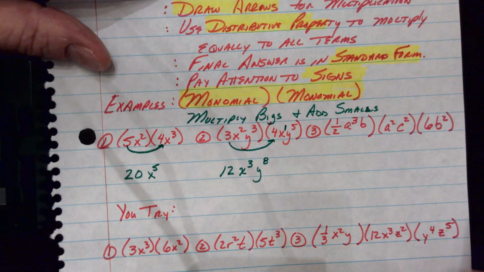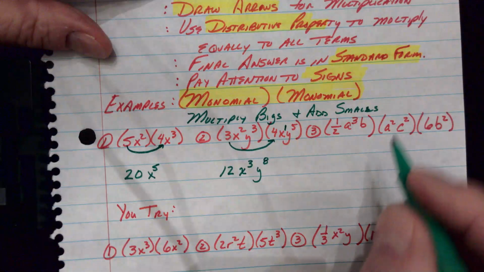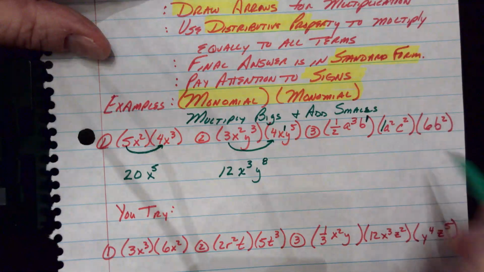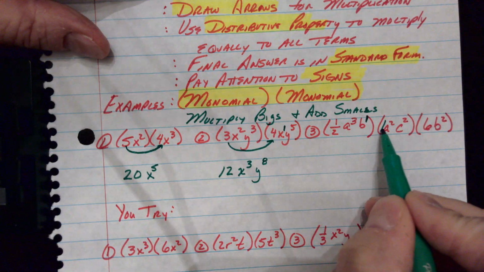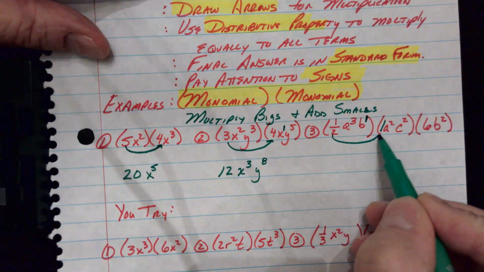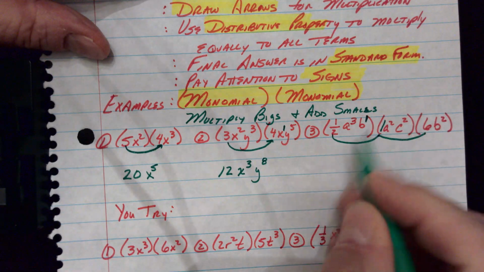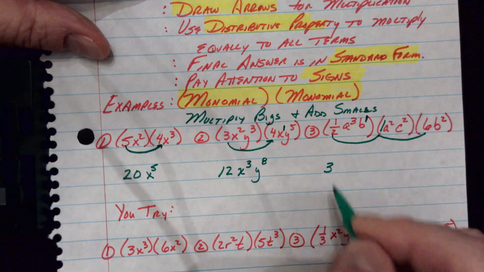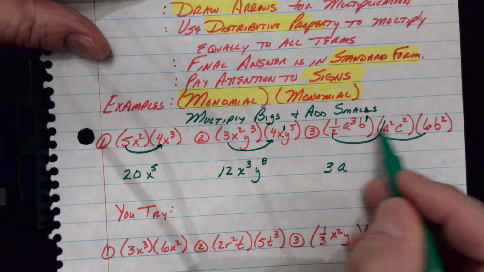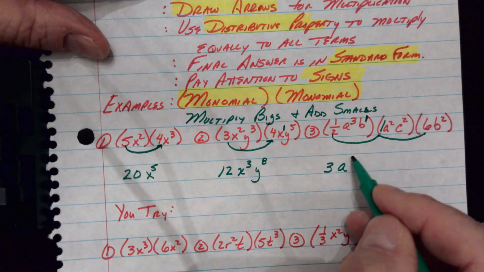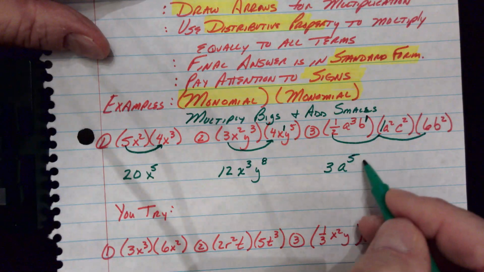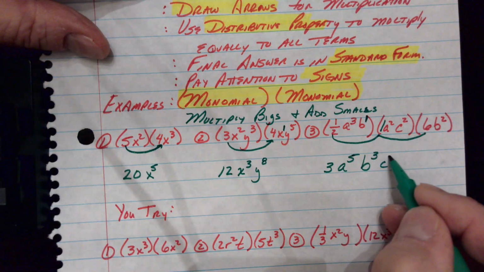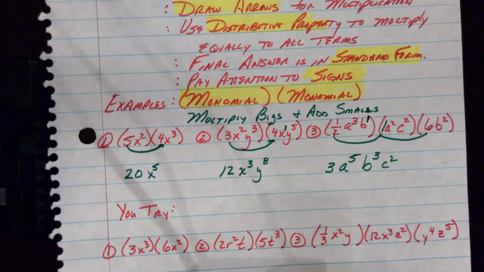The last example has some more of those ones I need to put in. I need to put in a 1 here, a 1 here, 1/2 times 1 times 6. Half of 6 is 3. A cubed, a squared gives me a to the fifth. B to the first, and b squared gives me b cubed, and then I have a c squared.